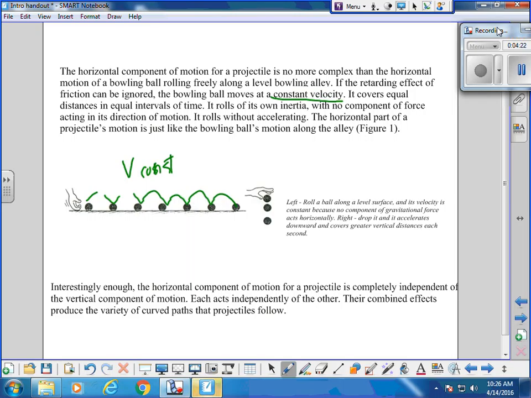It rolls without accelerating. The horizontal part of a projectile's motion is just like the bowling ball's motion along the alley, figure 1. If you drop a ball straight down, the VH, the horizontal component, is simply constant 0. It doesn't move sideways, right? It just drops. Well, we're going to get to that. But that horizontal component remains constant. I'll explain that in a bit. Interestingly enough, the horizontal component of motion for a projectile is completely independent of the vertical component of motion. They are completely separate.